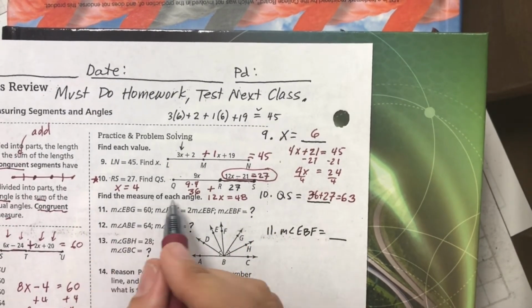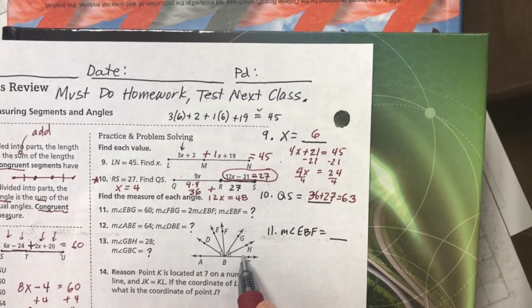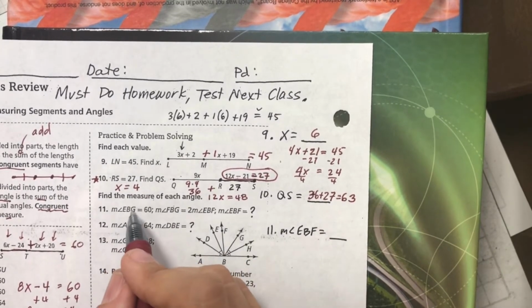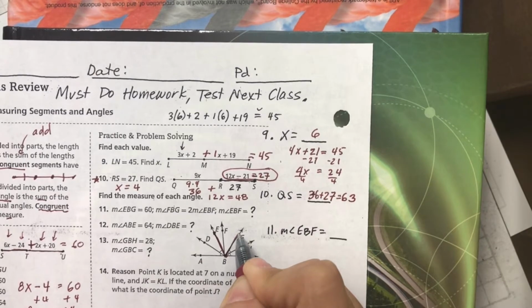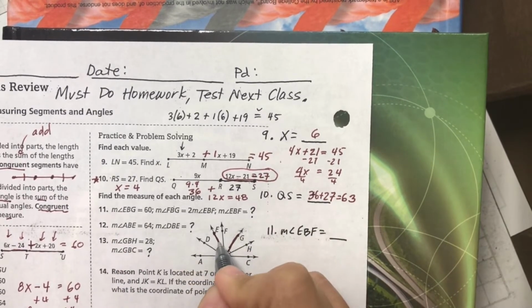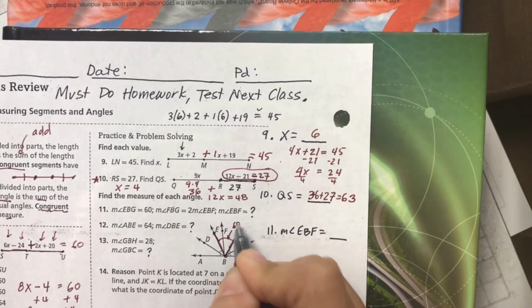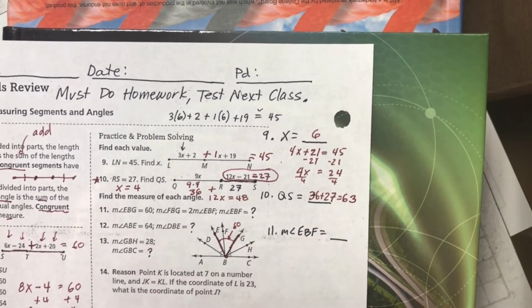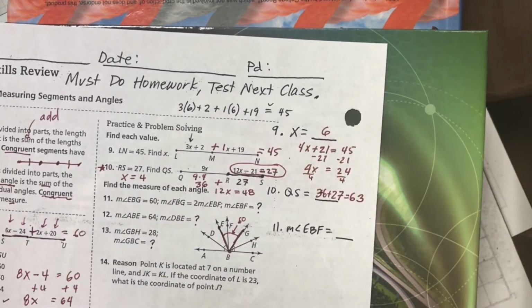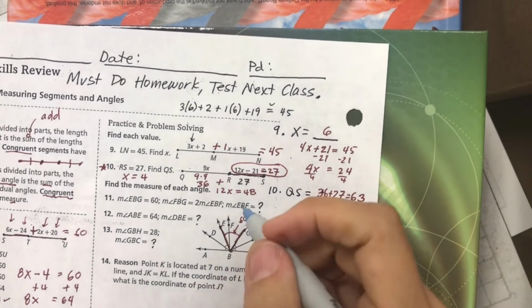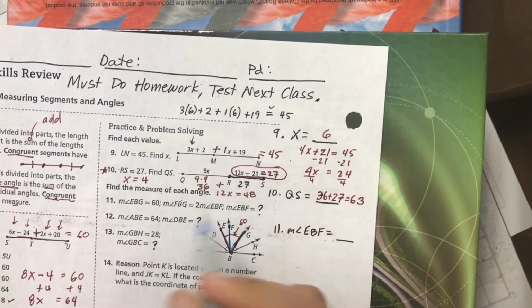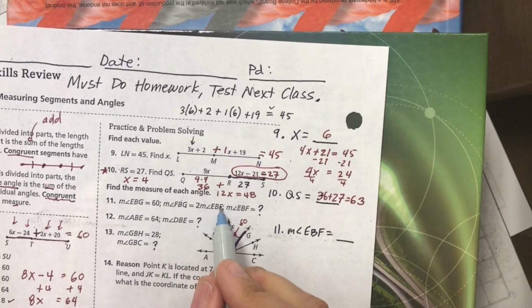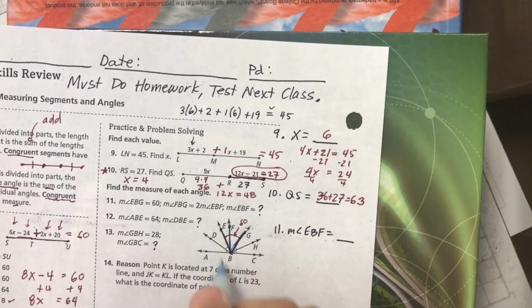Okay, now let's see. Find the measure of each angle here. So that's where our highlighters are going to come in. So EBG is 60. Okay, so this thing is 60. FBG, so I gotta use a different color. FBG is 2 times the measurement of EBF. EBF.